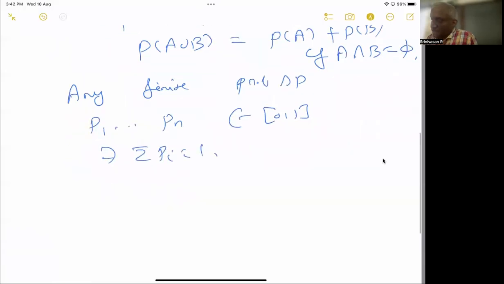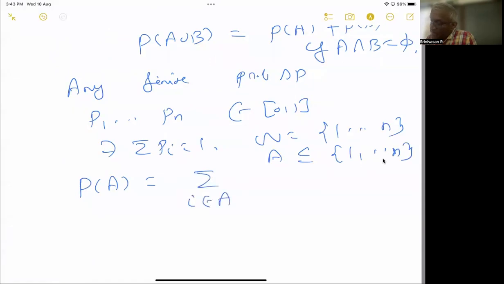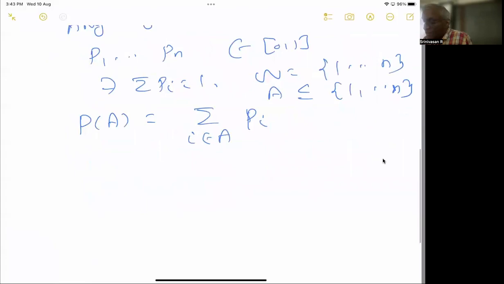And the probability is defined as follows: if omega is 1 up to n, and A is contained in this omega, then P of A equals the summation over i in A of pi. So we associate probability to sets, and we get P of any A. So this is actually given by n numbers which are greater than or equal to 0 and less than or equal to 1, such that the summation of pi equals 1. So the probability of omega is 1.